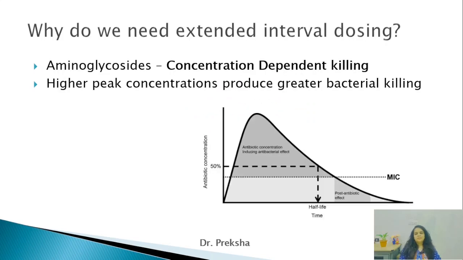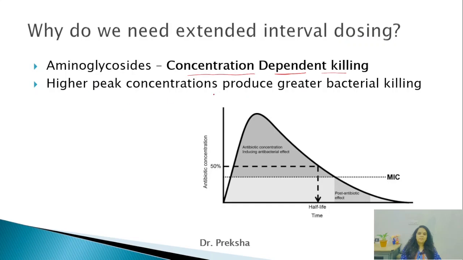Now let us discuss why we need extended interval dosing. Aminoglycosides have concentration-dependent killing. Here in this graph, you can see the antibiotic concentration which can have an antibacterial effect, and if it falls below the MIC, that is the minimum inhibitory concentration, it can still exert its post-antibiotic effect. Instead of giving small doses, you can give larger doses at an extended interval for aminoglycosides, and that is known as once-a-daily or extended interval dosing.